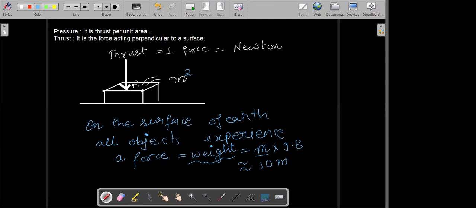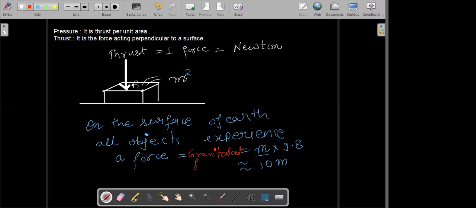Mass is measured in kilogram, but weight is measured in Newton. Just keep in mind that mass and weight are two different things. Weight can also be called the force. If you are getting confused with weight, remove this concept of weight. We call this the gravitational force. The gravitational force acting on a body is given as mass multiplied by 9.8, or approximately you can take it to be 10 times the mass.